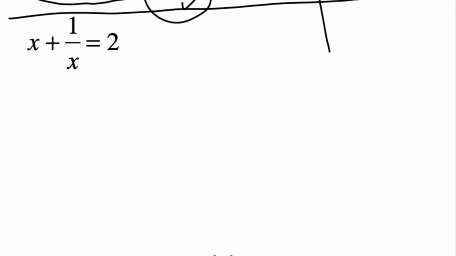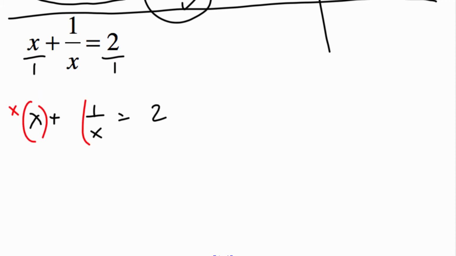Okay, here's another question down here at the bottom. x plus 1 over x is equal to 2. LCM, both of these just have a 1 there. And so the LCM will be x. So I'm going to take x and 1 over x and 2. I'll take each of those and multiply them by x. Notice it's the same concept every time. x times x is x squared, plus 1 over x times x is 1, is equal to 2 times x is 2x.